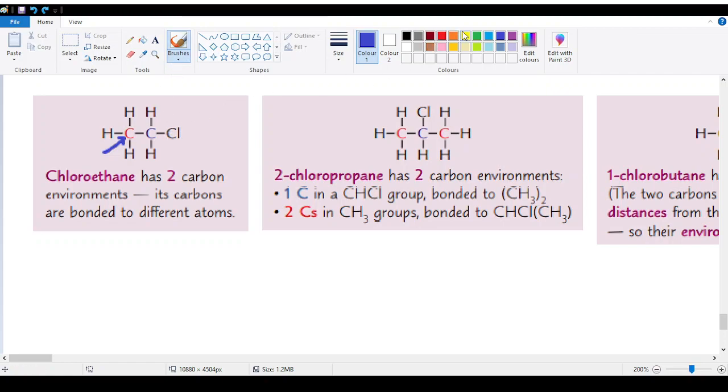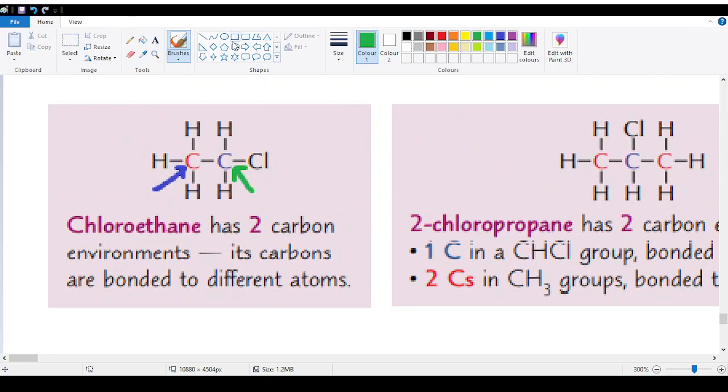Now, if you look at this other carbon, the second carbon atom, can you tell me what groups that carbon is joined to? I mean, we can say it's joined to two hydrogen atoms, one chlorine and another carbon, right? What do you think? The second carbon atom, on the right hand side, is joined with a chlorine, two hydrogen atoms, and the carbon, obviously.